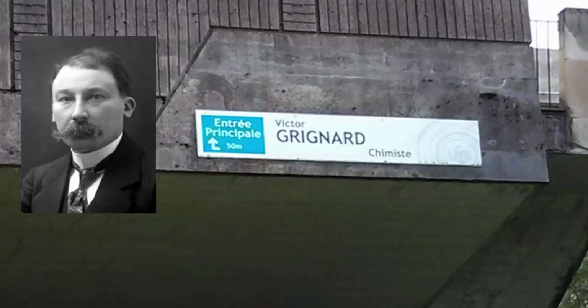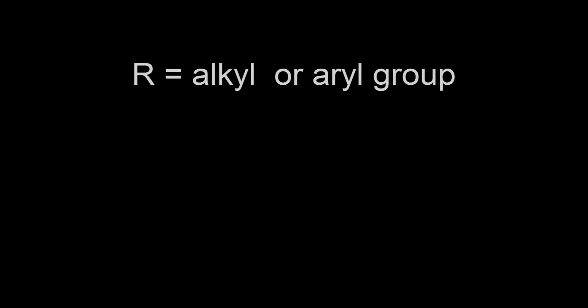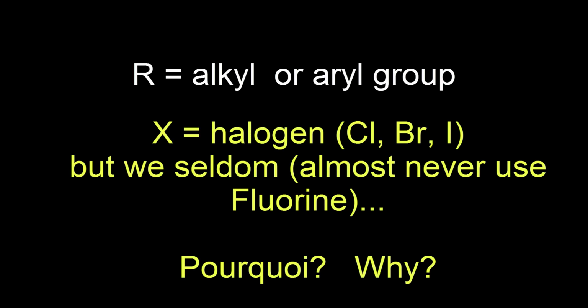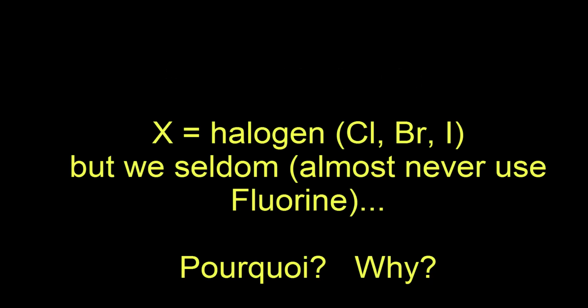So a Grignard reagent is represented by a general formula of RMgX. Next time when somebody says RMgX, you know what this is, a Grignard reagent. So R is like an alkyl group or aryl group, and X is a halogen, which normally we use chlorine, bromine, or iodine. You should think of why we never use fluorine or even astatine.